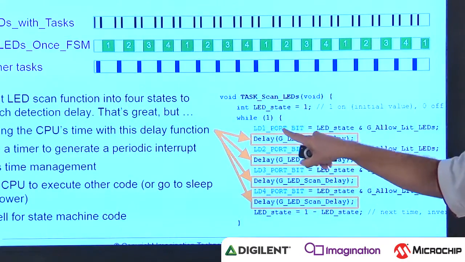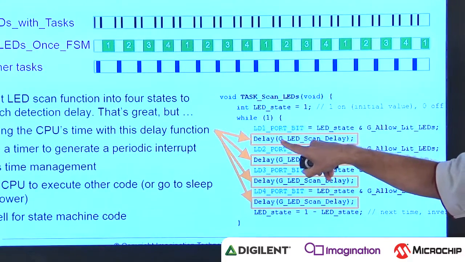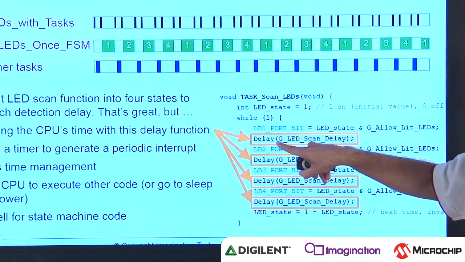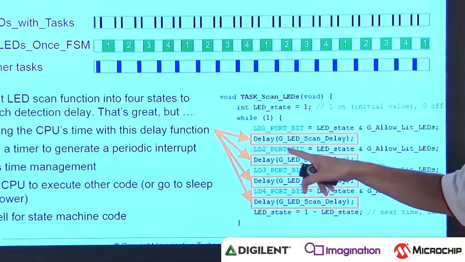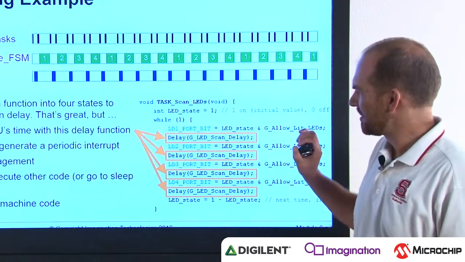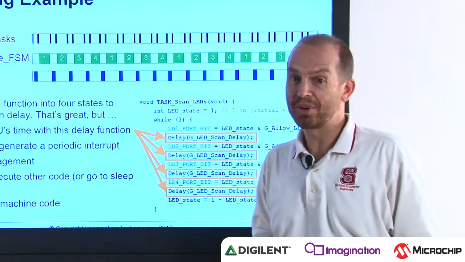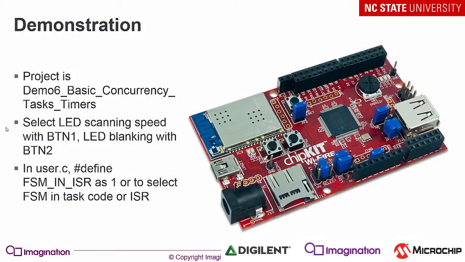And you can see that after driving the LED, we call a delay function. So this is just wasting CPU time. It's sitting in a loop, not doing anything other than trying to count up to whatever this number is. That's an ineffective and inefficient way to use the processor. So in this module, we look at how to use a timer to generate that time delay instead.